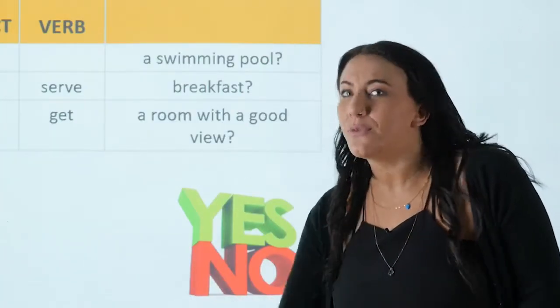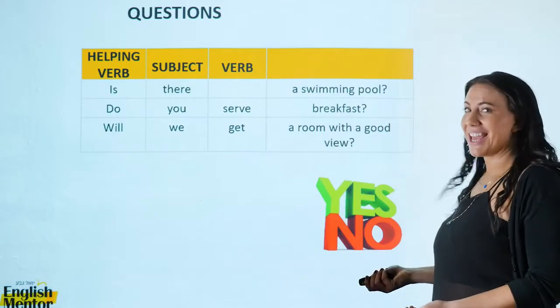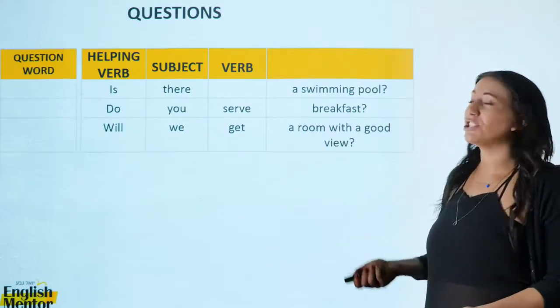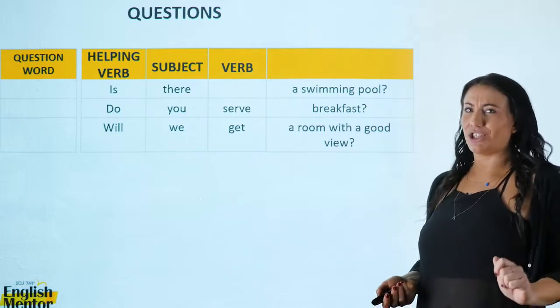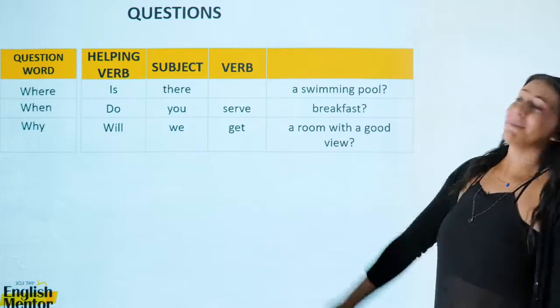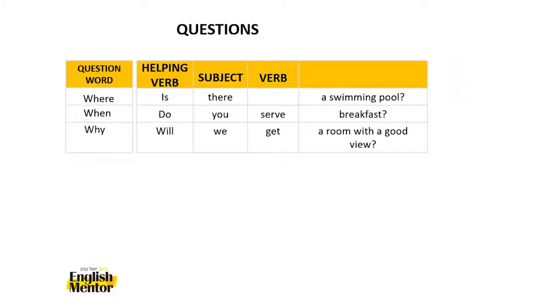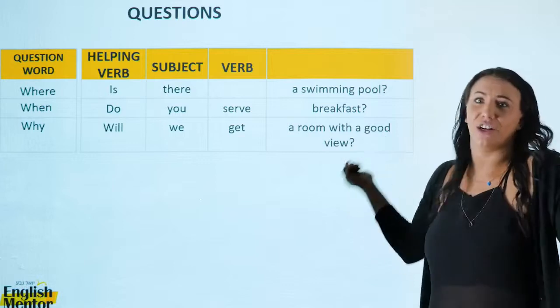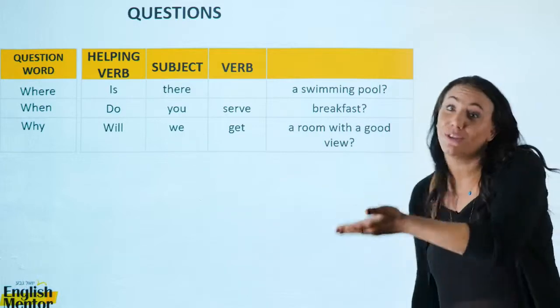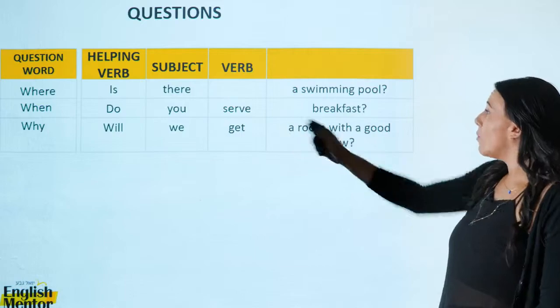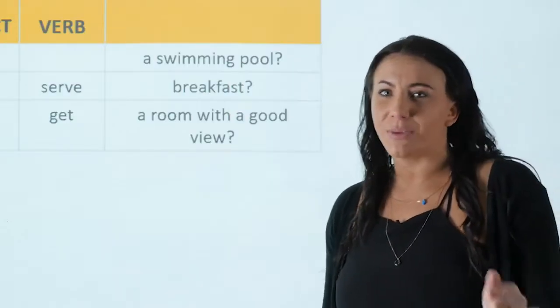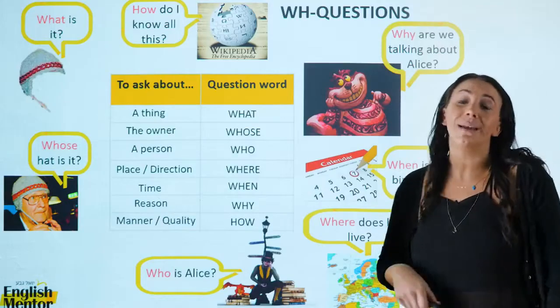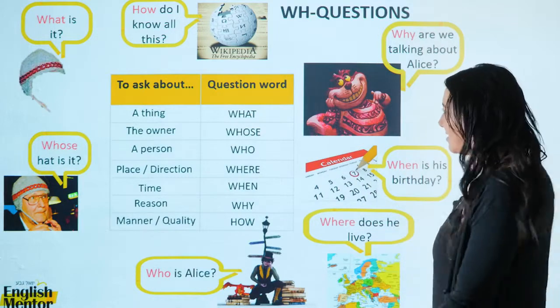But what do we do if we need more information? In this case, we add a question word, also known as WH questions. For some examples, we have where, when, and why. And if we add these words to our simple yes or no questions, we can no longer answer with yes or no. Now we need to answer with more information. For example, where is there a swimming pool? When do you serve breakfast? Which is important. And why will we get a room with a good view? Because we deserve it. Let's take a look at some more examples and learn our WH question words.